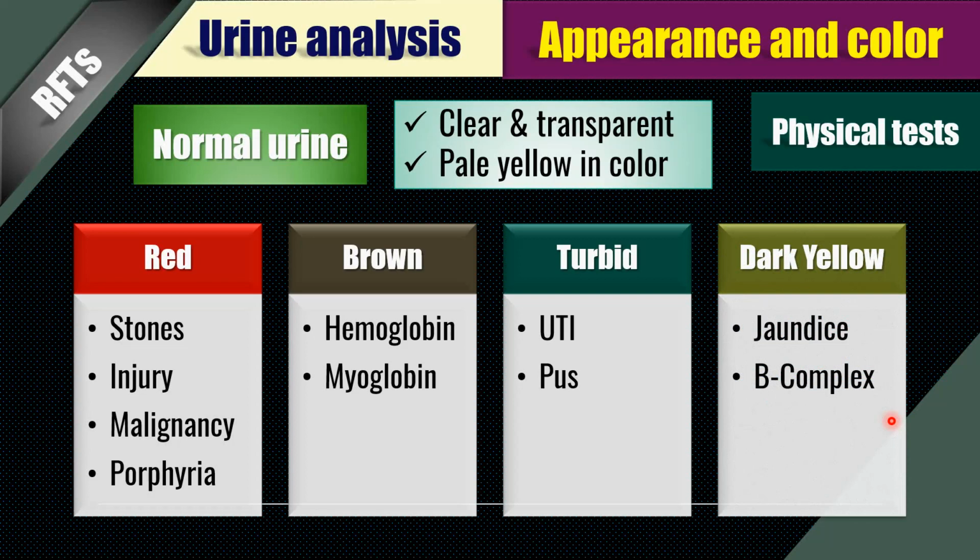It could be due to intrahepatic obstruction or post-hepatic obstruction. Here only conjugated bilirubin will come into the urine because it is water soluble, so we will see dark yellow urine. Sometimes the patient might be consuming B complex in the form of tablet or syrup, then we will observe dark yellow urine because water soluble vitamins are excreted in the urine. This is about appearance and color under physical examination.